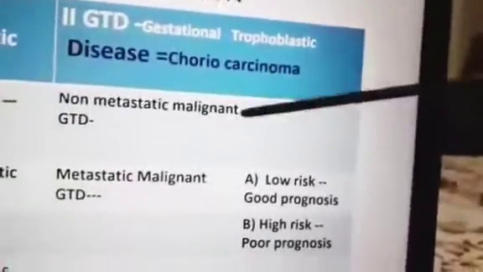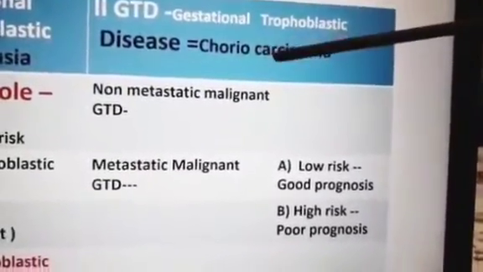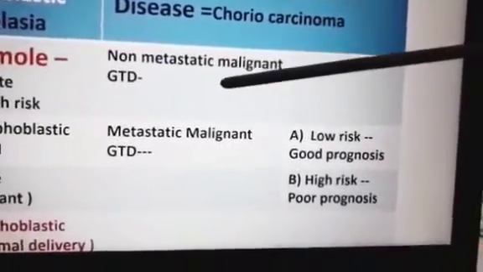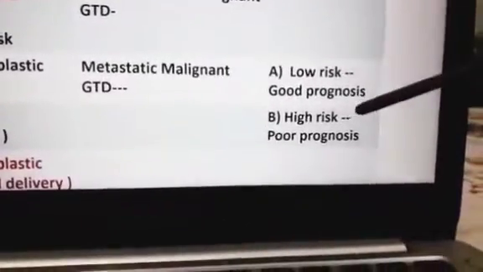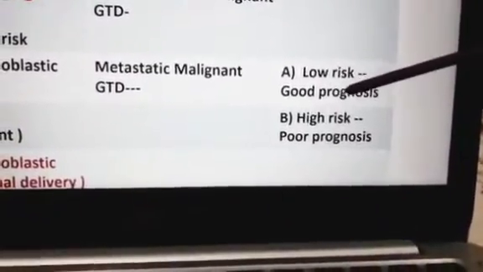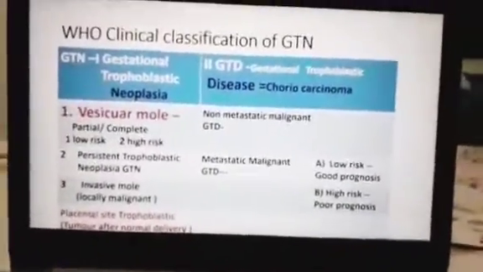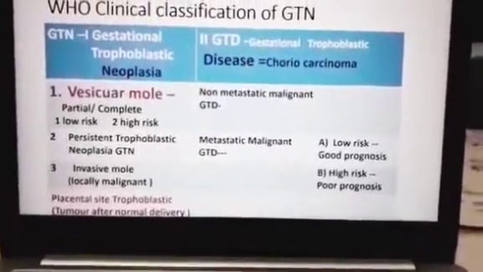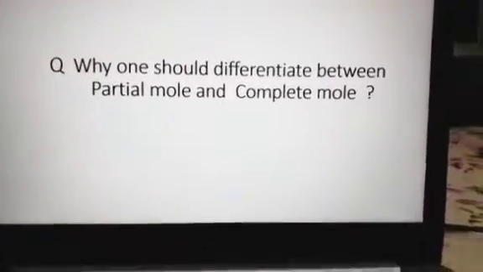What about this column, GTD? Here, GTD means choriocarcinoma. It is a malignant tumor. It can be non-metastatic, it can be metastatic. Metastatic one is further divided into two: low risk with good prognosis, high risk with poor prognosis. This is how the WHO clinical classification of GTN is given, depending upon the behavior pattern of this vesicular mole.